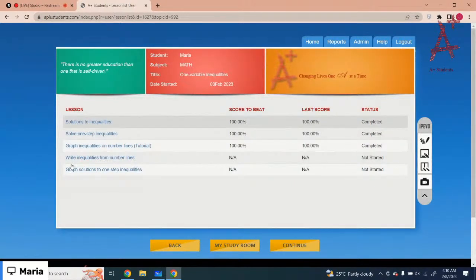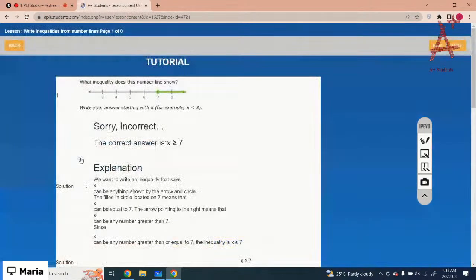Got it? The next one is write inequalities from number lines. So what inequality does the number line show? So you are given a number line. You have to see which inequality the number line shows. Got it? Okay, we just have to read the graph.